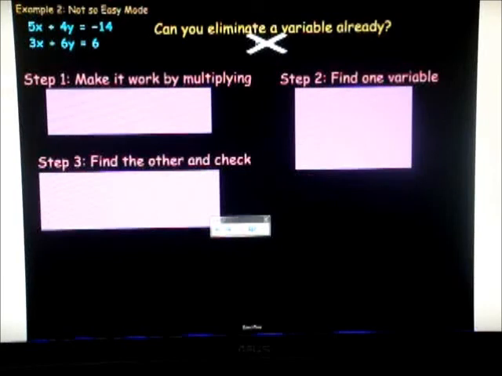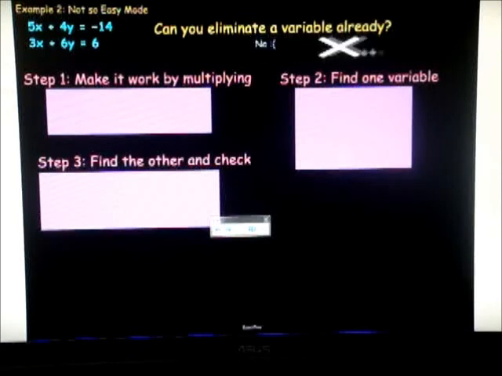I know it for 2 reasons. Number 1, both of the variables have exactly the same sign. These 2 are positive, these 2 are positive. In order for something to be eliminated, they need opposite signs. And I also can tell because these 2 numbers would also have to be the same. The absolute value of the numbers would be the same, and they're not.